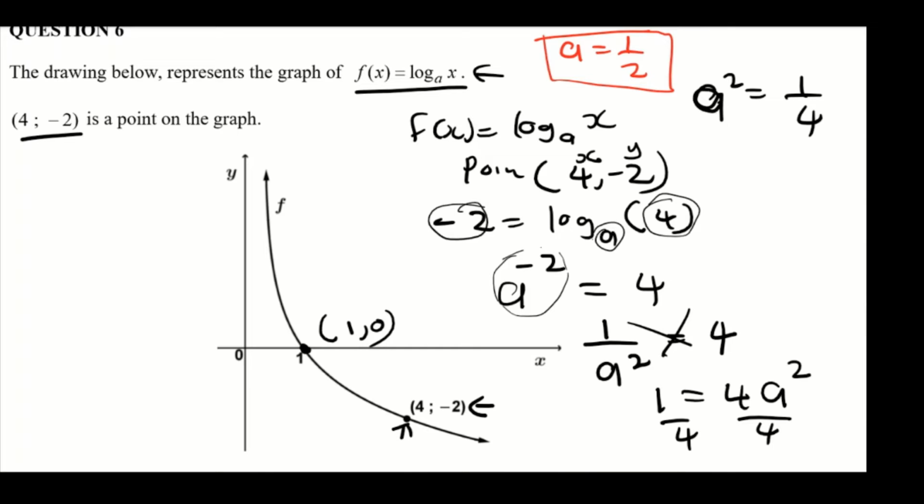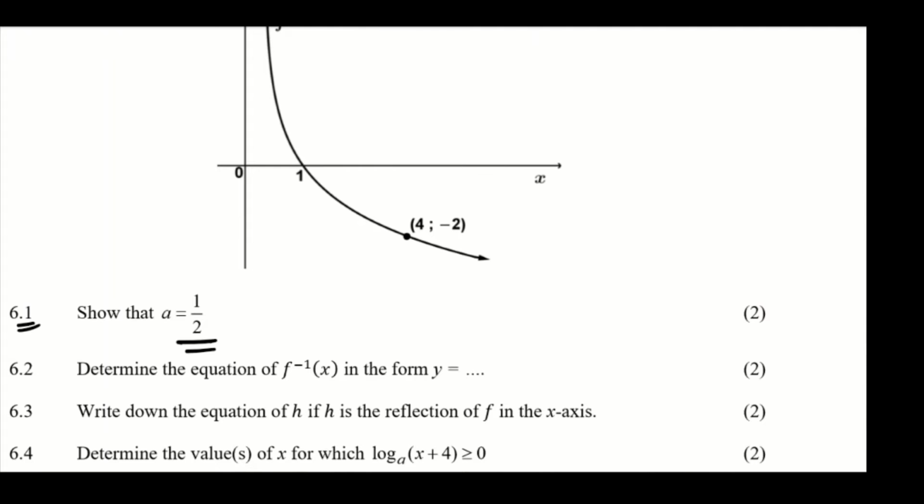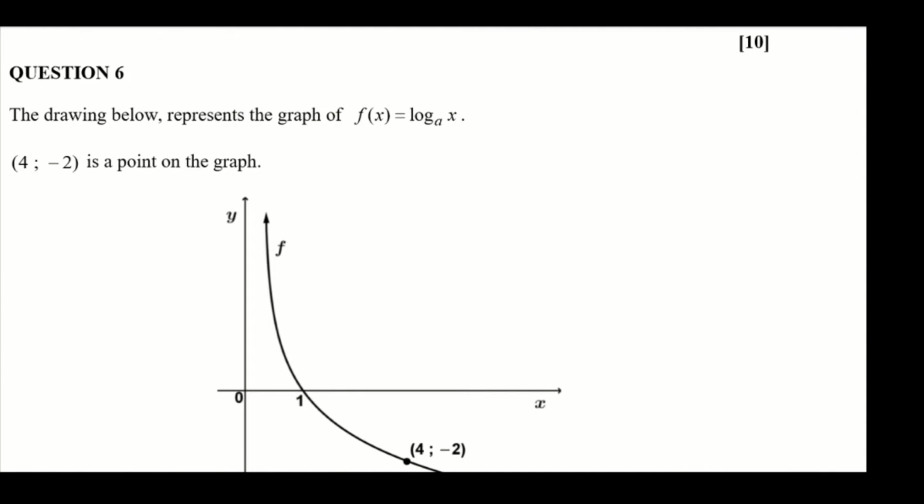So this is a squared equals 1/4, and then we'll put the square roots both sides, and then we'll have a equals plus or minus 1/2, right? But we know that our base is going to be positive, so it's going to be a equals 1/2. So we've proven that a is indeed 1/2. So now 6.2, we are asked to determine the equation of the inverse, right? So remember that we just proved in the previous question that a is equal to 1/2. So our f of x is equal to log base 1/2 of x, right?